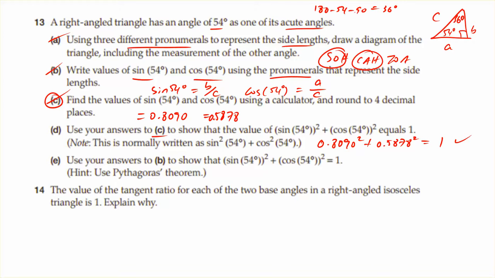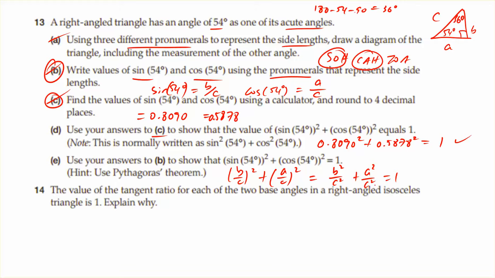Use your answer in B to show that sine 54 squared plus cos 54 squared equals 1. So we're doing the same thing, except we're using what we have in B. So sine 54 squared is B over C all squared. Cosine 54 squared in numerals is A on C all squared. Okay, we want to prove that equals 1. Let's do this. We know B on C all squared, using the index laws, we distribute the power evenly on the numerator and denominator, so that becomes B squared on C squared plus A squared on C squared equals 1.